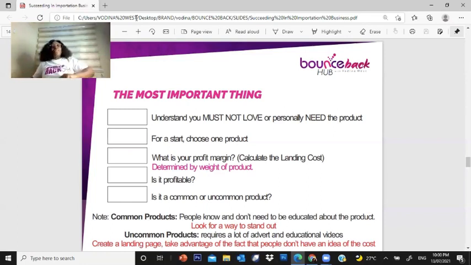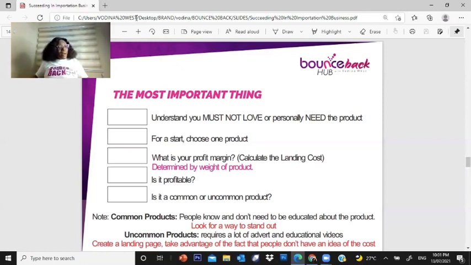Now, if you are selling a product that is not common, like a ring light when it started coming out, people didn't know what it was, but we needed it. So they had to do a lot of adverts, a lot of educational videos, websites, landing pages, taking you through the process of how this thing works, how you can use it, and all that.